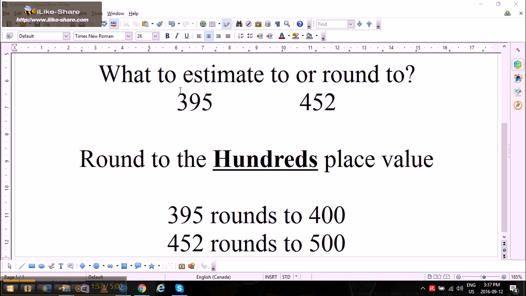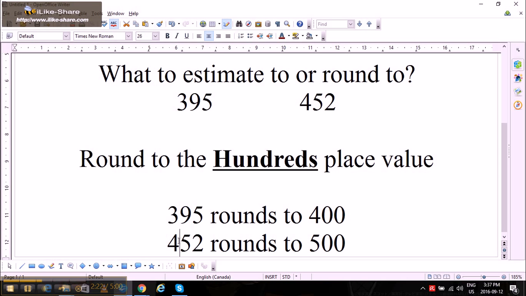So let's start off by rounding to the hundreds column place. Okay, so 395 is going to round to 400. If I review my skills, this is the place value I want to round, so I look to the right of it. Is this number 5 or higher? If it is, I move this number up by 1 and make everything else zeros to represent those place values.